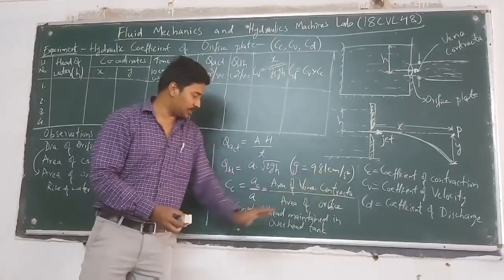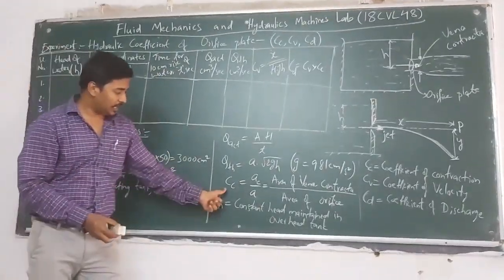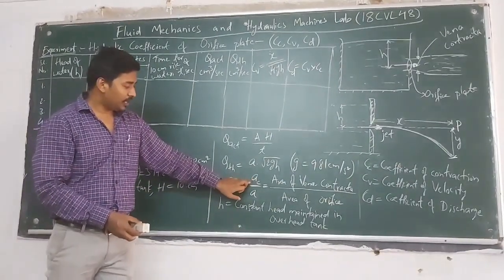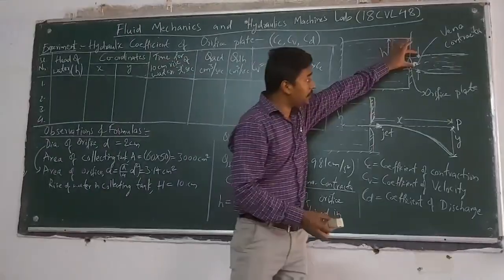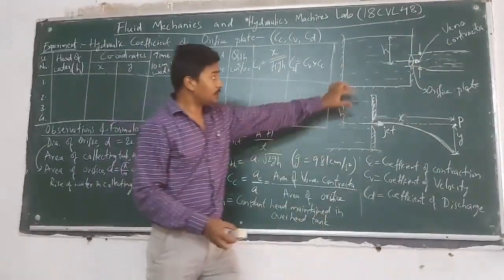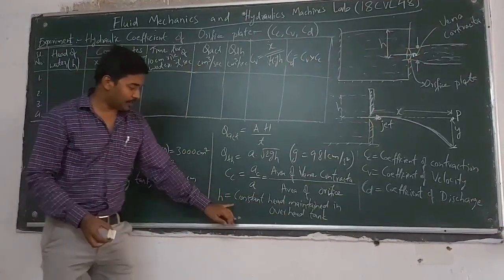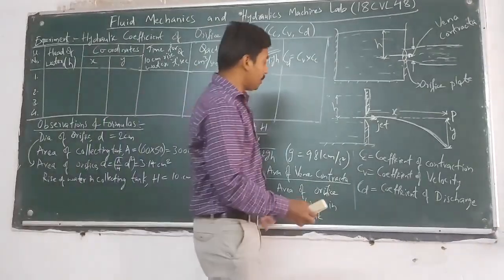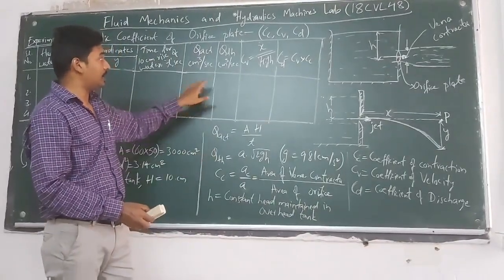H is the constant head of water kept in the overhead tank. CC, the coefficient of contraction, is equal to the ratio AC by A, where AC is the area of the vena contracta at this place, and A is the area of the orifice. So the ratio of these two areas will be the CC value. H is maintained constant in the overhead tank. Using the formulas of Q actual and Q theoretical, we will calculate these two.